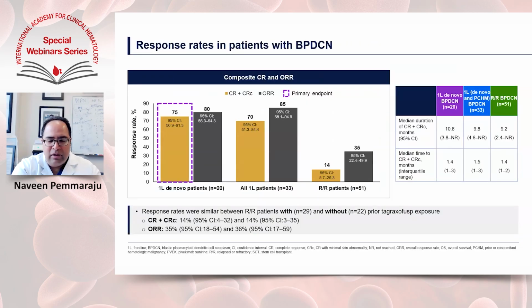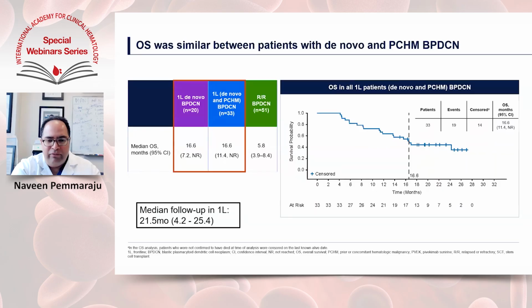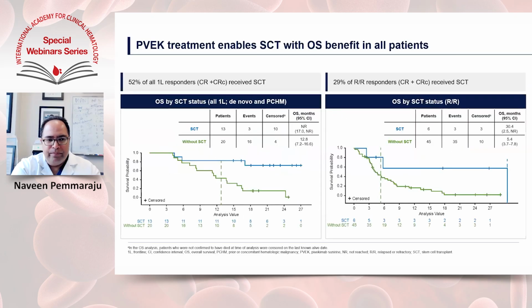So this is the take-home slide. The response rates are shown here. In the frontline de novo group, the 20 patients, you have a 75% CR/CRc rate, very good, and 80% overall response rate. The relapsed refractory group is more modest, as you expect for a high-risk group of patients. Overall survival is very, very encouraging, 16.6 months in the frontline setting. This did not matter whether you had de novo disease or the PCHM, with a tail to the curve here. And this is with a median follow-up now of 21.5 months. Transplant helps these patients. We consider it a part of the journey.